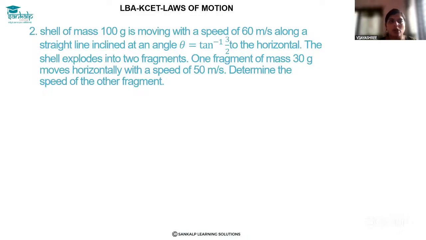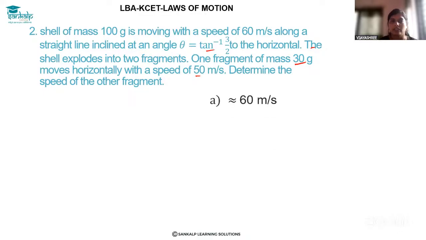Question is, a shell of mass 100 gram is moving with the speed of 60 meter per second along a straight line inclined at an angle theta is equal to tan inverse of 3 by 2 to the horizontal. The shell explodes into two fragments. One fragment of mass 30 gram moves horizontally with the speed 50 meter per second. Determine the speed of the other fragment.